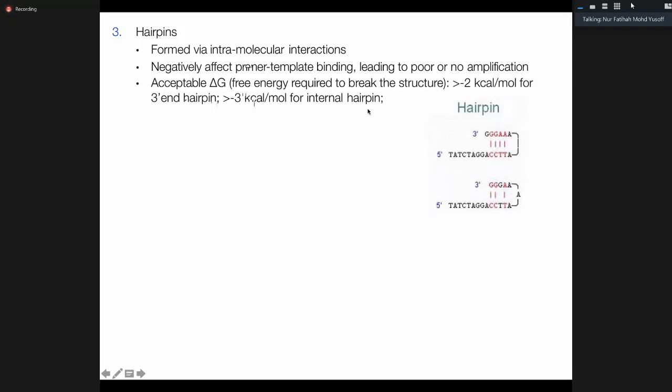So this is considered an internal hairpin, and this is a 3' hairpin, a 3' end hairpin.